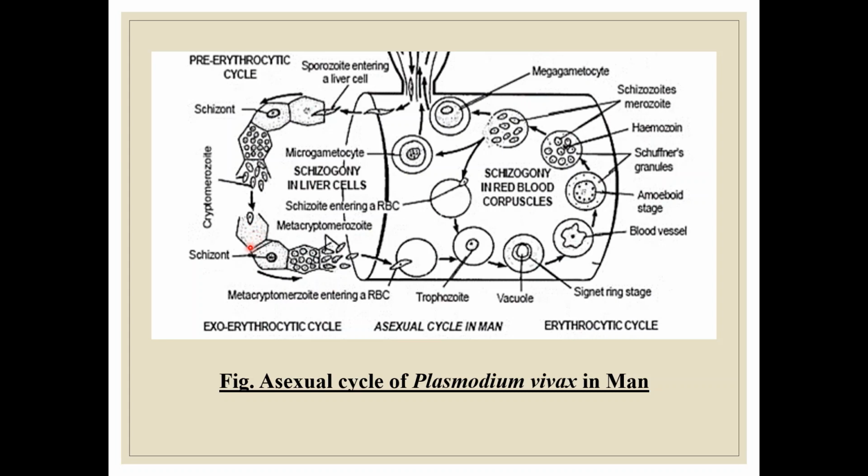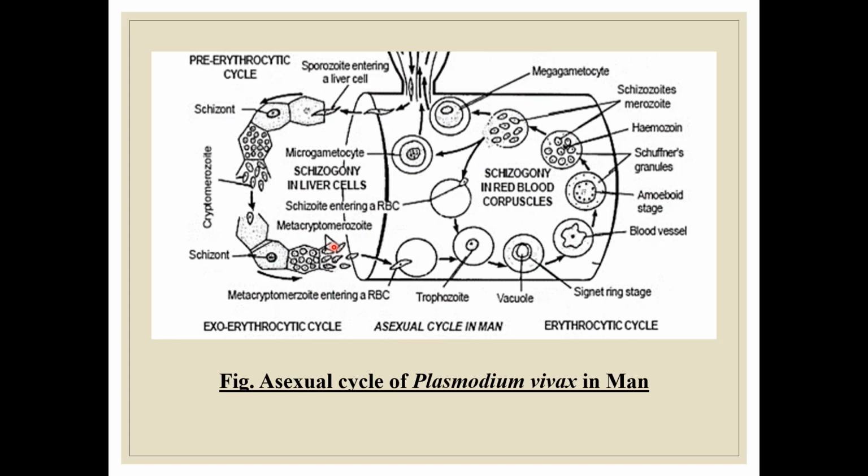That cryptomerozoite then grows into the schizont. The schizont divides to form several thousands of merozoites. Merozoites of the second generation are called metacryptomerozoites. There are two types of metacryptomerozoites, micrometacryptomerozoites and macrometacryptomerozoites.